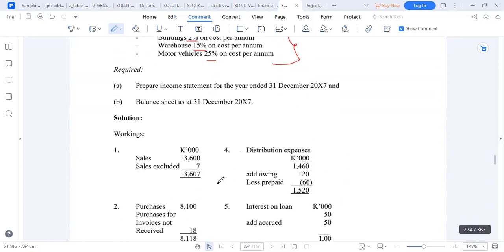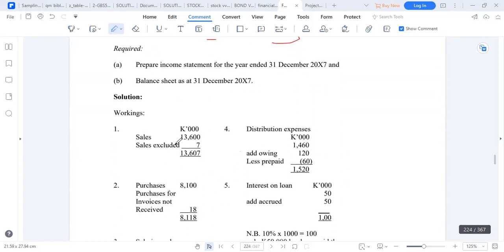So when we go to the calculations, remember sales, we had a 7,000 which wasn't added, we add it back so that we use the correct sales figure. Selling and distribution, we had an amount owing for 120, you add whatever is owing. Then what is prepaid, we remove it. So that the correct figure for selling and distribution is what? 1520. Purchases, we're told that there's an invoice of 18,000 which wasn't appearing, we add it.